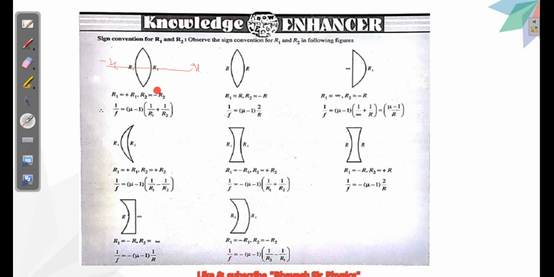You apply this concept in any case, like you apply it here. This is open up towards the plus x, so take r2 equal to plus r. Now this is also open up towards the plus x, so take it also plus. So I hope you people are able to understand the solution. Still, if you find any problem in any solution, you can ask me.